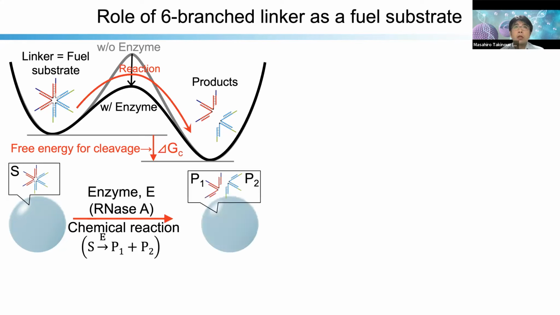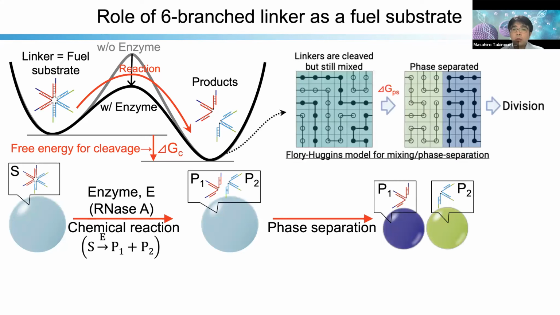So the reaction starts and then it cleaves the inside of the droplets. Simultaneously, the phase separation of the two orthogonal DNAs starts, and finally the DNA droplet divided into two types of the DNA droplet like this. So this means that by releasing the linking binding free energy, the DNA droplet shows temporary non-equilibrium dynamics, the spontaneous division here.